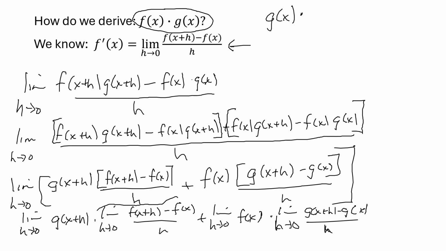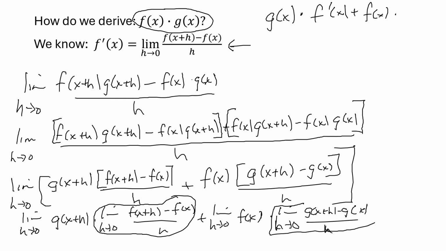This whole thing makes the limit definition of the derivative. This is f prime of x. There it is. Plus the limit as h goes to 0 of f of x. There's no h in that at all, so that's just f of x, times the limit as h goes to 0 of g of x plus h minus g of x over h. That's the limit definition again, except with g. So that would be g prime of x. And this is the product rule: g times f prime plus f times g prime.